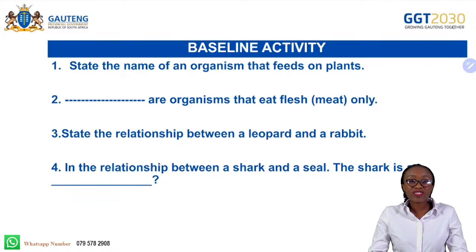Now let's move on to the baseline activity. I'll read out the questions for you and then we will do the solutions together. Question 1 reads, state the name of an organism that feeds on plants. Number 2, blank are organisms that eat flesh, in brackets, meat only. Number 3, state the relationship between a leopard and a rabbit. Number 4, in the relationship between a shark and a seal, the shark is a blank.